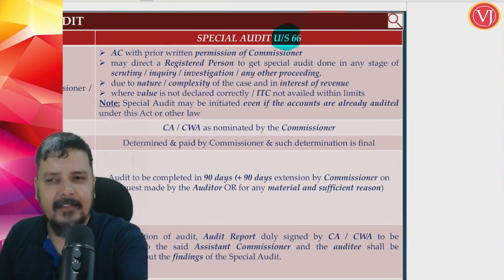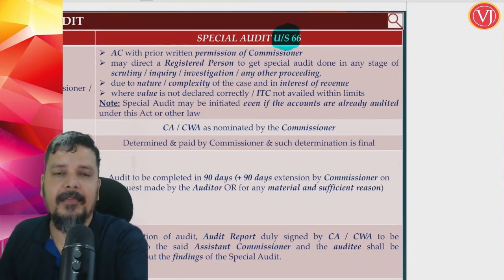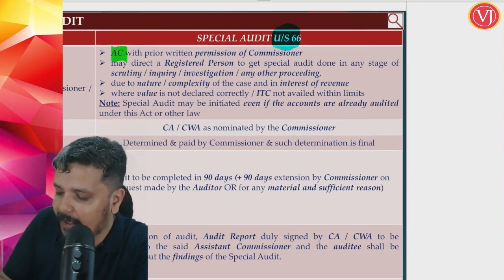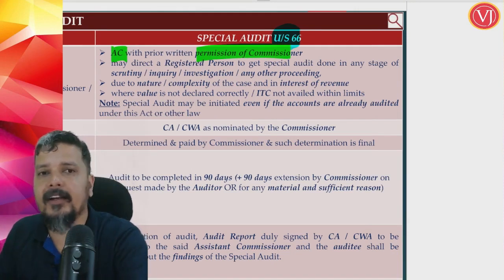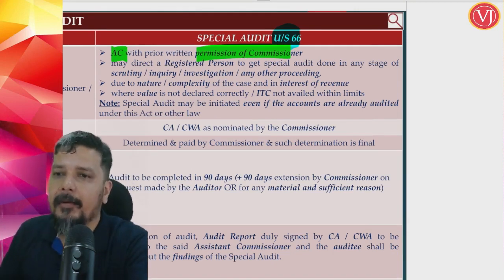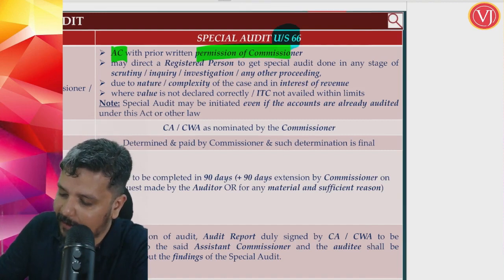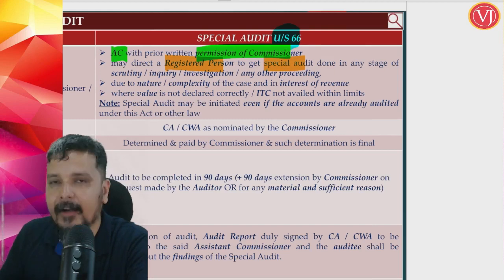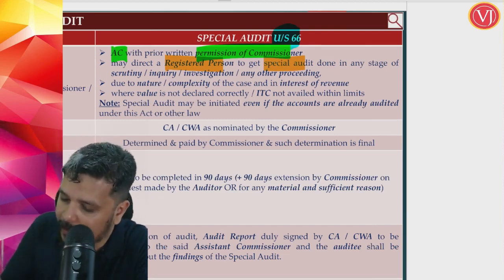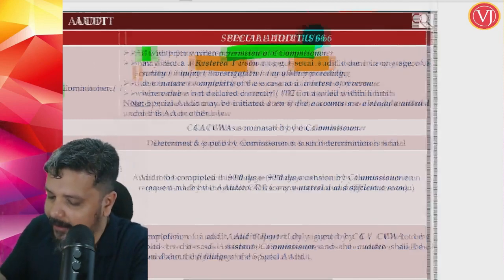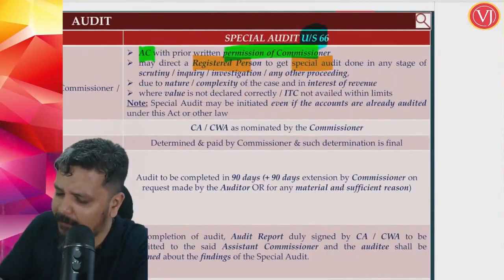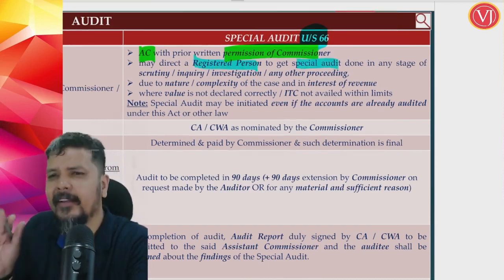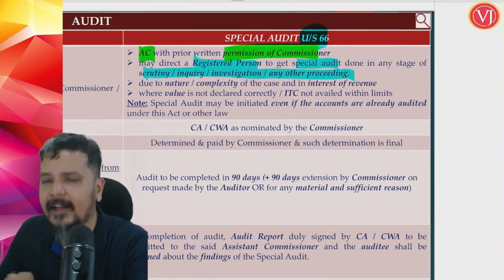Special audit, the name itself suggests, it is because of some difficulty that it has started. Now, what is the situation? The Assistant Commissioner, with the prior permission of the commissioner, which means by default it is not happening. The Assistant Commissioner will take the prior permission of the commissioner and tell that there is a registered person for whom special audit is required. Why? Because he is already doing some scrutiny. Some work is going on already against that registered person, be it scrutiny, inquiry, investigation, or any of the proceedings.